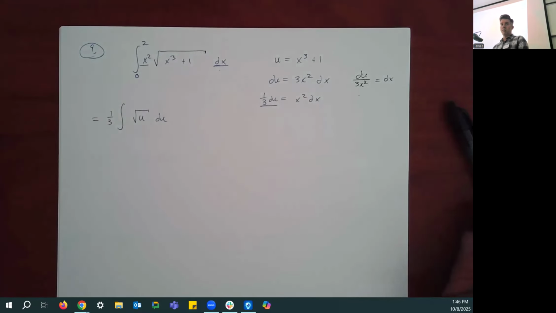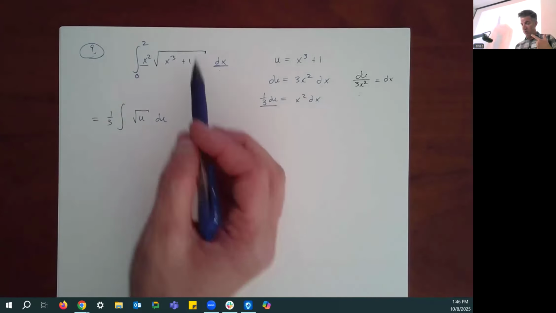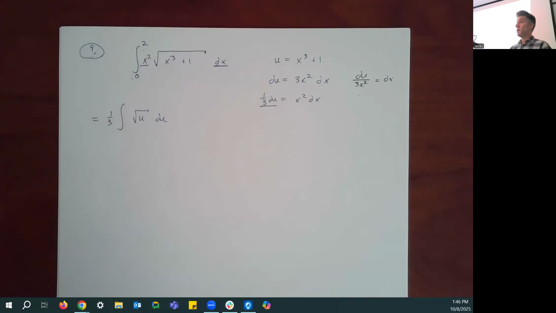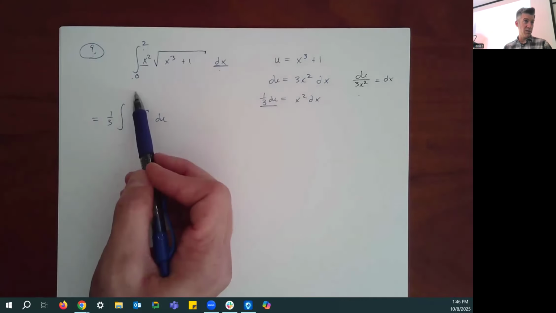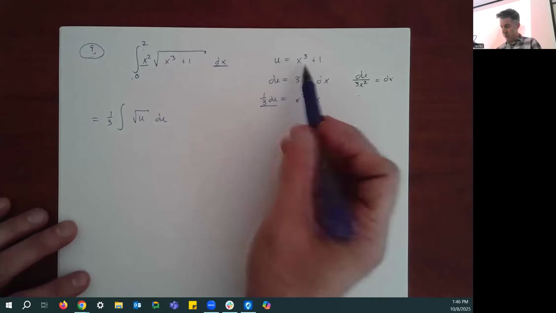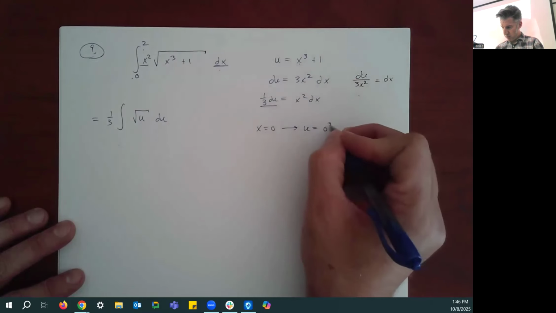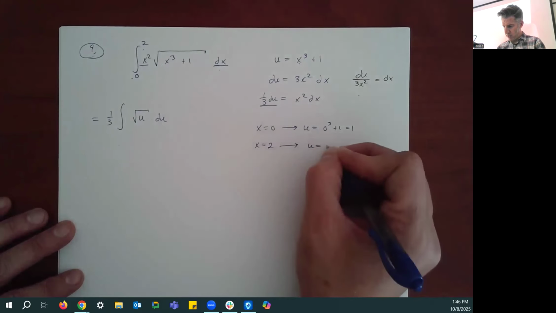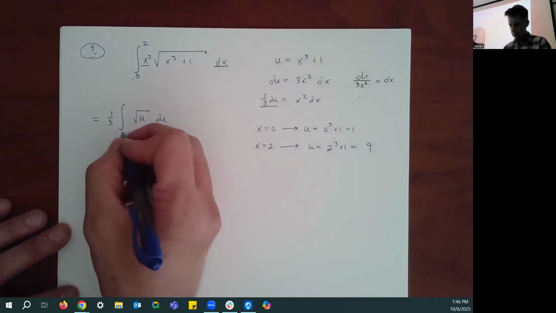Now we should talk about the limits of integration. We have done a substitution or a transformation of our variable. This integral said we want to find the area under this curve from x equals 0 to x equals 2, which is equivalent to finding the area under this curve from whatever u equals to whatever u equals. If x is equal to 0, u is equal to 0 cubed plus 1, which is 1. If x is equal to 2, u is equal to 2 cubed plus 1, which is 8 plus 1, which is 9. So our new limits of integration are from 1 to 9.